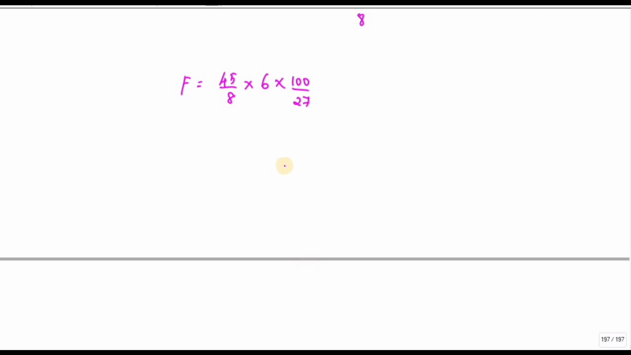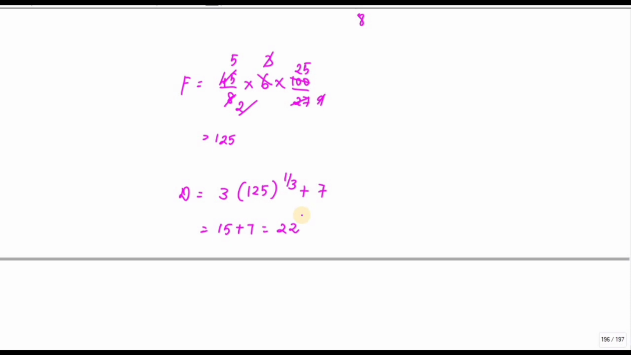Okay. So this is nothing but T25. Okay. So 395. So we'll get the answer as 125. Okay. So what is D? D is equal to number of stages 3, 125 power 1 by 3 plus E is 7. So you will get 15 plus 7, that is equal to 20.